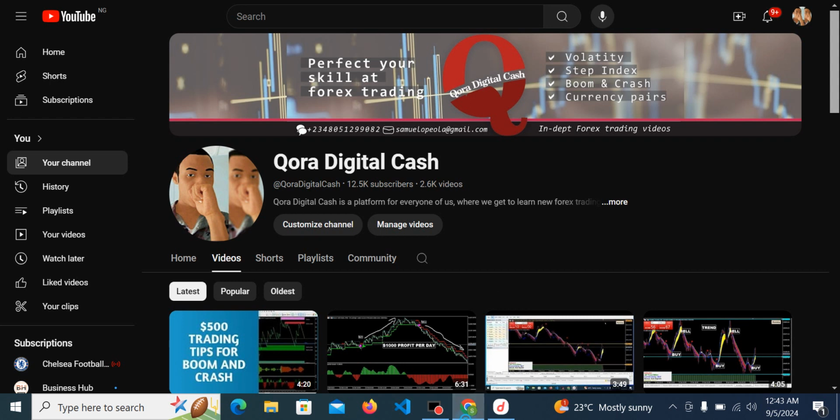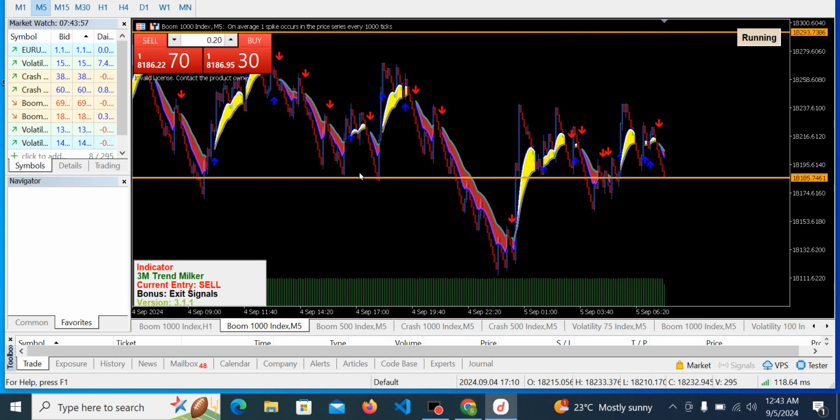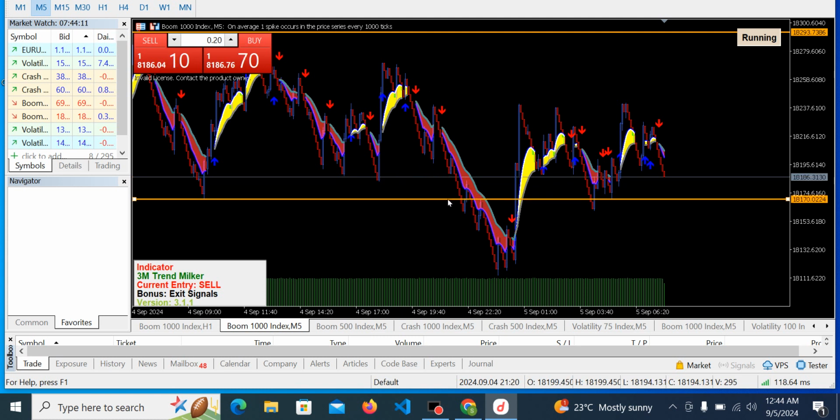Now let's go straight to what we have right here. So we will be going through the charts one after the other. So we'll be starting with Boom 1000. I'm using the 3M trend Milka trading indicator to do my analysis right from here. Okay, and of course if you have, kindly follow up with what we're doing right here.